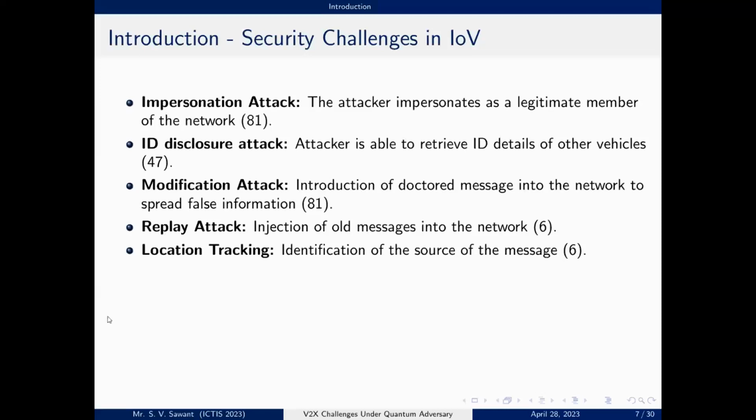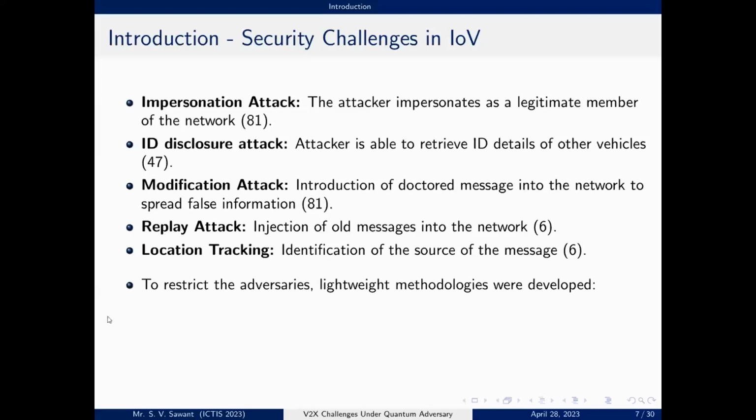Next is the replay attack, in which a message sent earlier is introduced again in the network. And fourth is location tracking. Suppose the attacker has somehow been able to retrieve some message, he can understand that this message has come from a particular location, so this vehicle is residing in this location. So these are the five attacks that I have considered for my analysis.